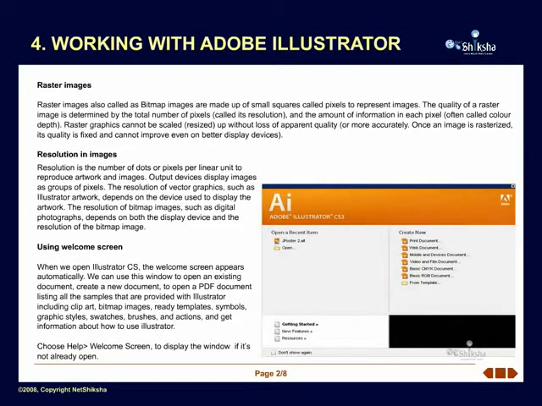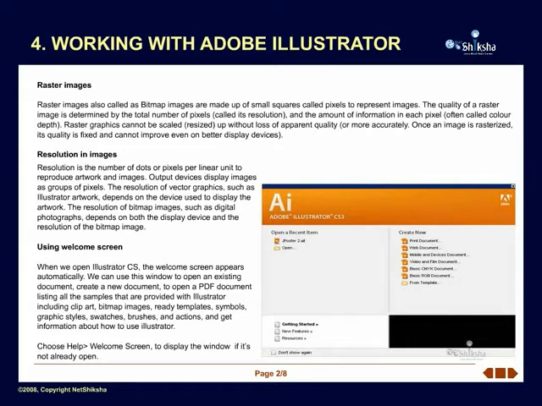Raster images. Raster images, also called bitmap images, are made up of small squares called pixels to represent images. The quality of a raster image is determined by the total number of pixels, called its resolution, and the amount of information in each pixel, often called color depth. Raster graphics cannot be scaled or resized up without loss of apparent quality. Once an image is rasterized, its quality is fixed and cannot improve even on better display devices.